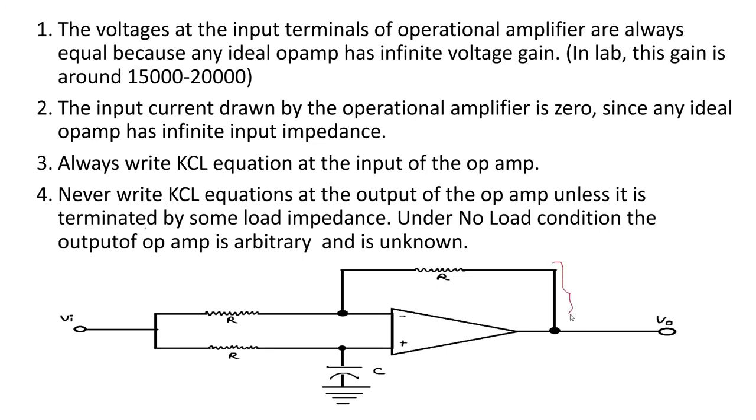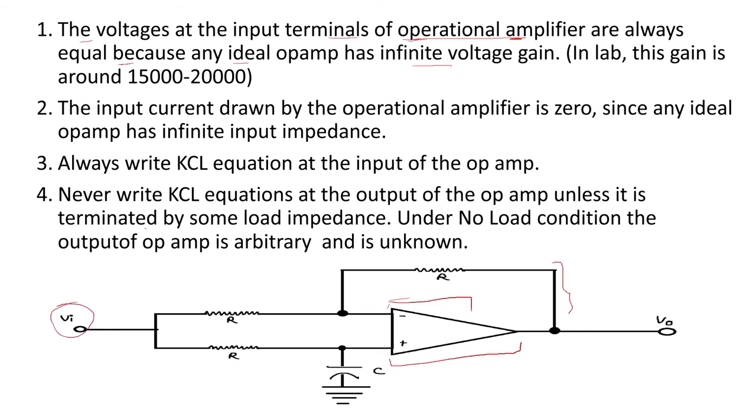Okay, this circuit may be a little bit difficult for you because it has this op amp. Many of you know this concept, but for those who don't, here is a brief introduction of the op amp. Op amp is short for operational amplifier, so this is op and this is amp. The voltage at the input terminals of an op amp are always equal because any ideal op amp has infinite voltage gain. So this is our op amp, and what is its input voltage?